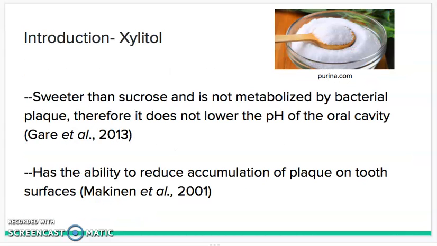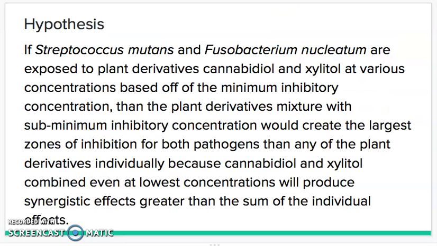And the other thing I worked with besides cannabidiol was xylitol. I actually worked with xylitol in the past in the mouth, and that's why I considered it, because I know that it works. It does not lower the pH of the oral cavity, and it has the ability to reduce plaque on the tooth, which means it has the ability to reduce cavities, as I worked with previously, but I want to work with it again because I want to see the effects of it combined with something else, of course.